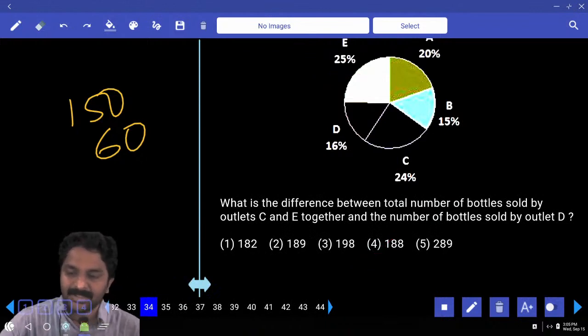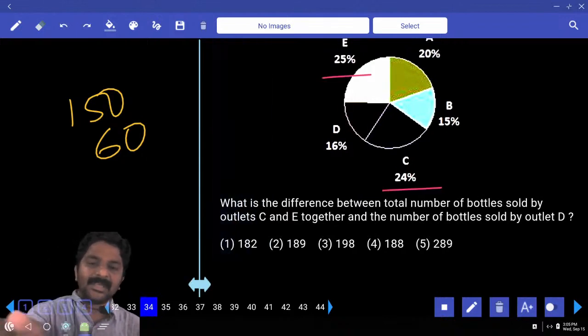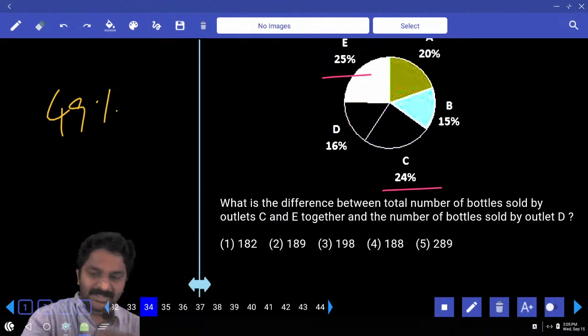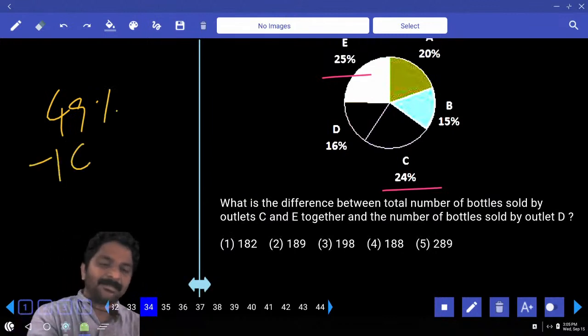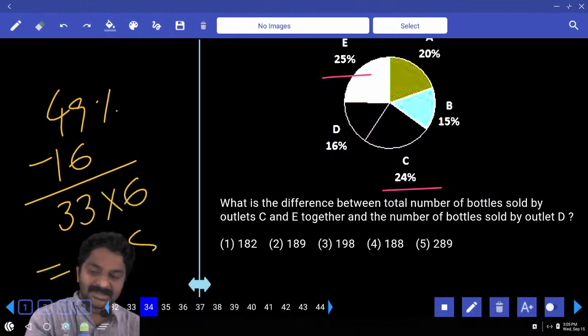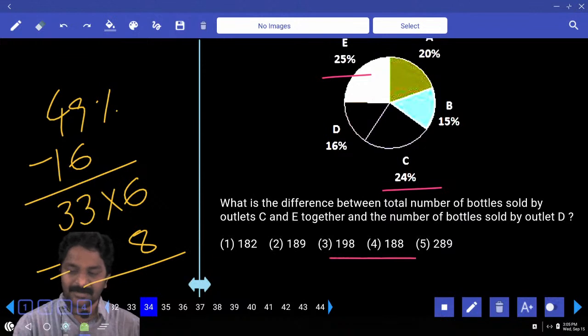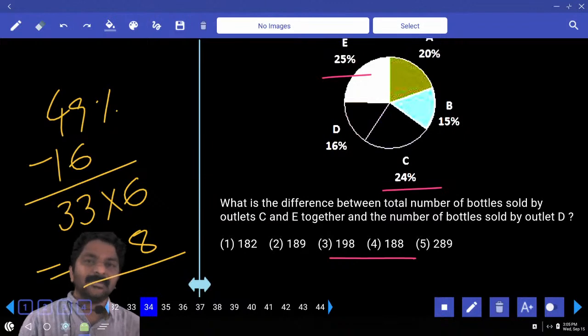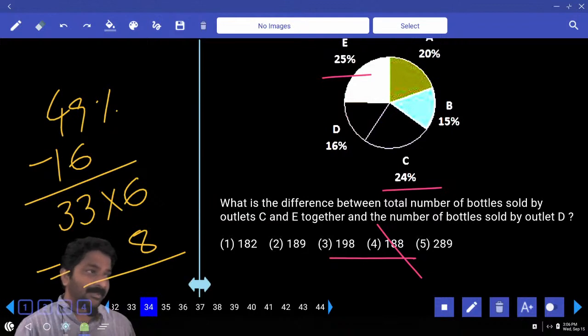Next, what is the difference between the total number of bottles sold by C, E together? C and E together, that is 49%, and D. From this we need to subtract 16%, that is 33 into 6. Answer must end with 8. How many options are there? 33 we have. That means the answer must be a 3 multiple also. Is your fourth option a 3 multiple? No. Third option final answer. If both options are 3 multiples, now we can verify 11 multiplication, because 33 is not only a 3 multiple but also an 11 multiple.